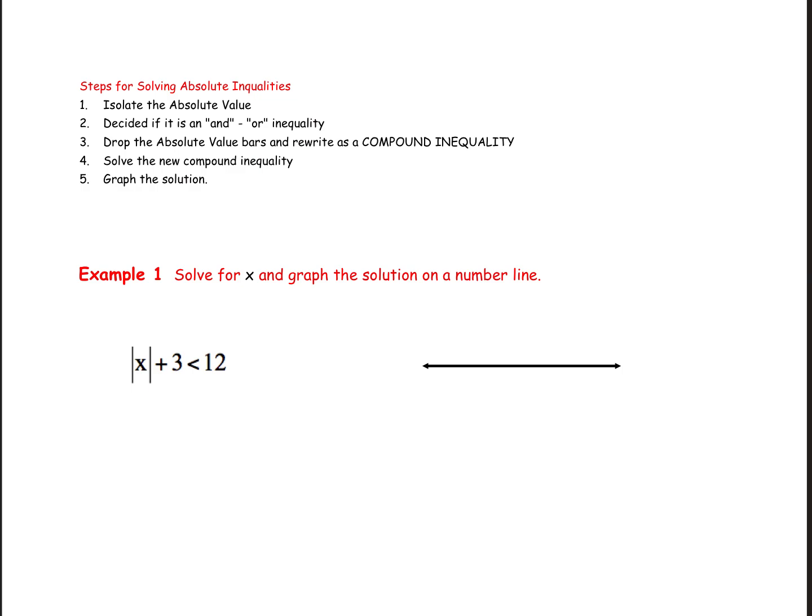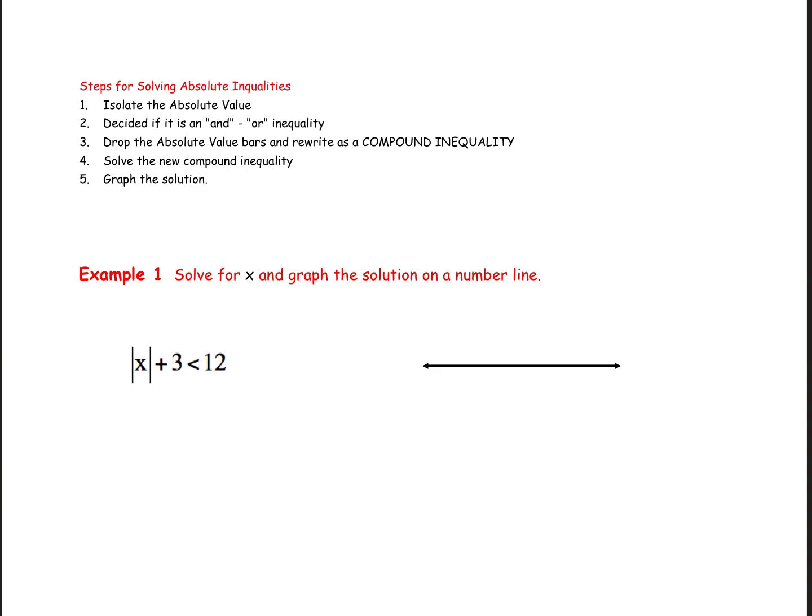So steps that you're going to want to follow here, okay? Step 1, you're still going to want to isolate the absolute value. This is one of the first steps that you did in the equation unit with these absolute value equations, and it's the same thing here. Step 1, isolate the absolute value, okay? It doesn't matter what's inside of it. You need to get the absolute value all alone first.